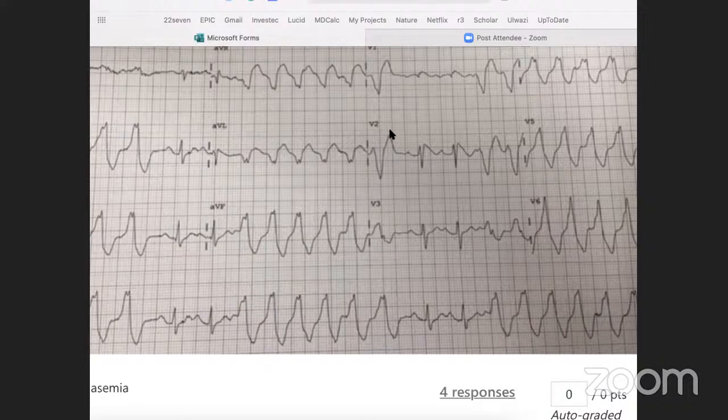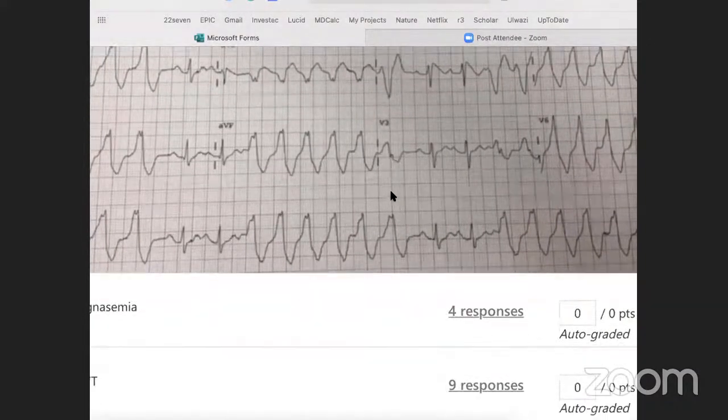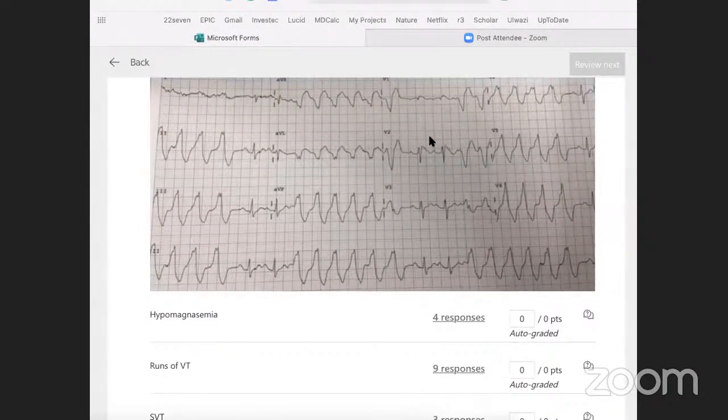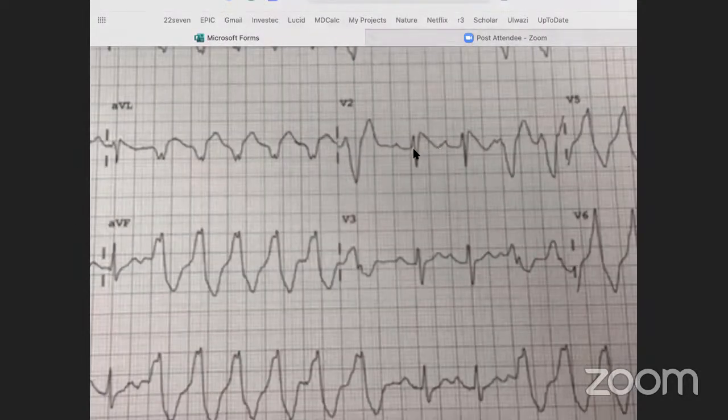But when I look at this lead in V2, I see that this is a coved ST segment with slight downward sloping. And so this case was a 50-year-old female that had an upper respiratory tract infection, and she has Brugada syndrome. Brugada syndrome is a sodium channelopathy that can present in the precordial leads with a coved ST segment, which is one of the diagnostic criteria.